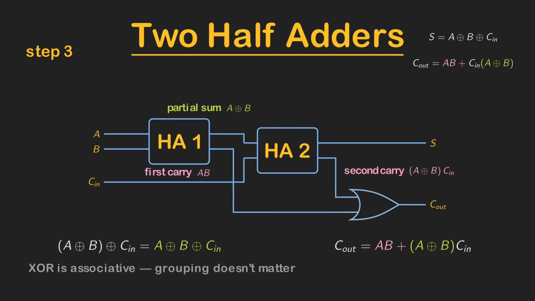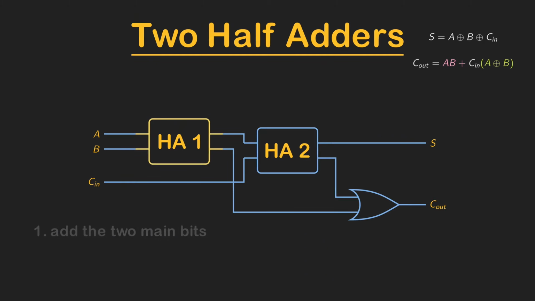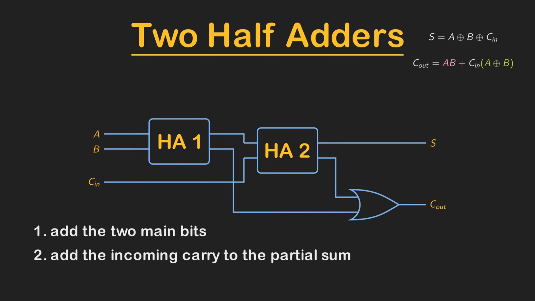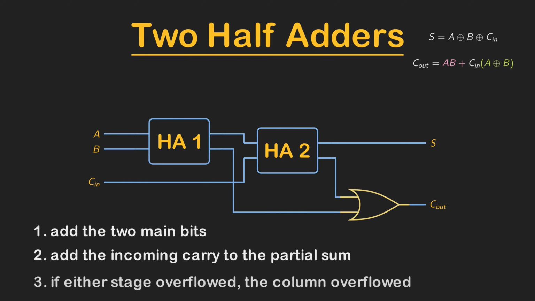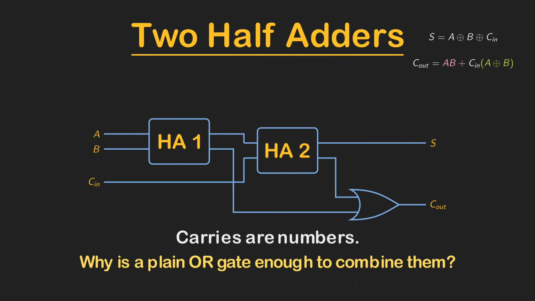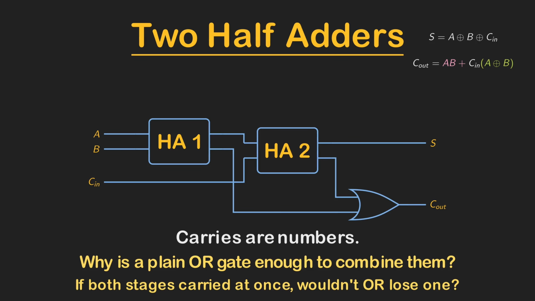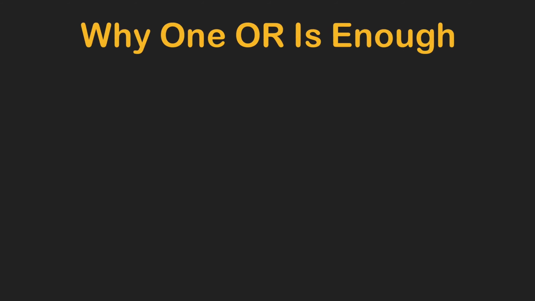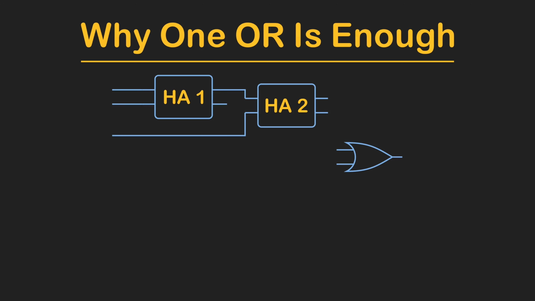1 OR gate. Done. The intuition behind the whole structure: add the 2 main bits first, then add the incoming carry to that partial sum. If either stage overflowed, the column overflowed. But wait, carries are numbers. Why is a plain OR gate enough to combine them? If both stages carried at the same time, wouldn't OR lose 1? Here is the proof, and it is the classic exam question on this topic.